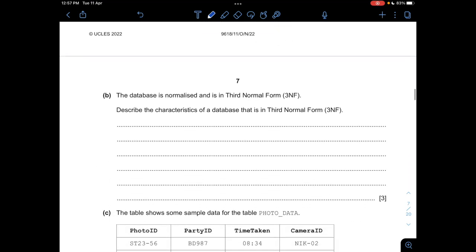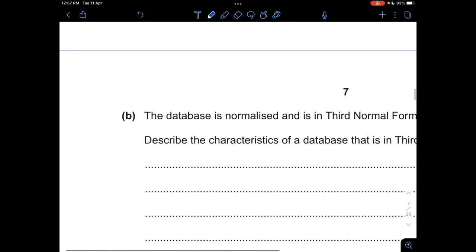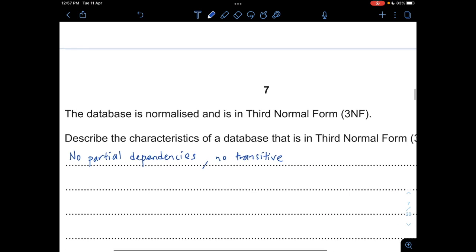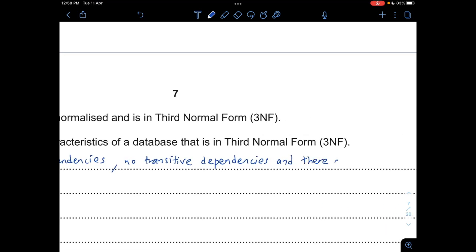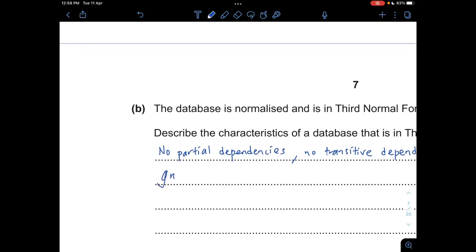Like such. Alright. The database is normalized and is in third normal form. Describe the characteristics of a database that is in third normal form. So for third normal form, based on the text, it's in second normal form and there are no transitive dependencies, right? So you can say there are no partial dependencies. No transitive dependency. And there are no repeating groups of attributes, which is exactly what we see in the relational database before this.